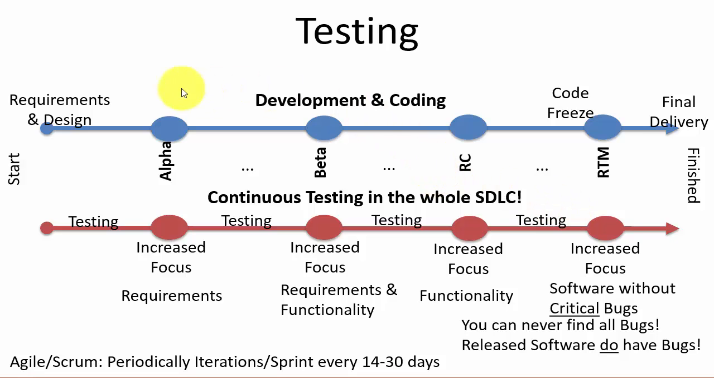So here we see an example. We start with requirements and design, and we have different releases during the project. Typically an alpha release, beta release, release candidate, a release to manufacturing, and a final delivery. And then of course we should test during the whole project, but you also increase the focus on testing in these internal releases like the beta, release candidate, etc. But even if you test very much, you can never find all the bugs. So released software does actually have bugs.